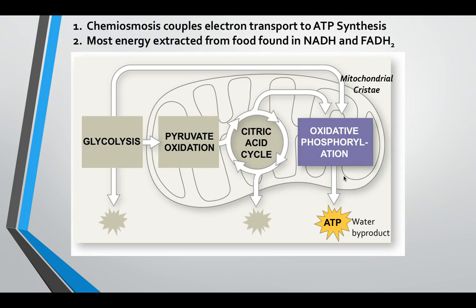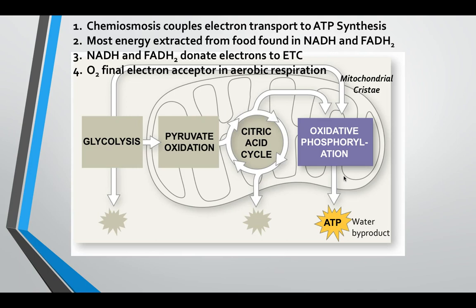Most energy extracted from food at this point can be found in your NAD and your FAD. So when you enter oxidative phosphorylation, the majority of the energy that was extracted from food is not yet found in ATP. It is still stored in the bonds between those hydrogens and those carrier molecules, NAD and FAD. NAD and FAD are going to donate those electrons to the electron transport chain, with oxygen serving as the final electron acceptor in aerobic respiration.